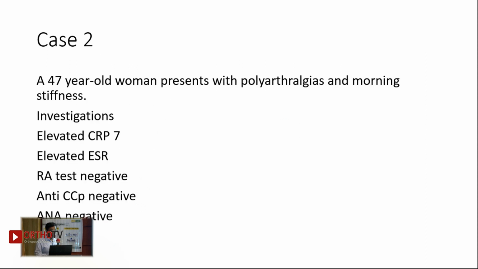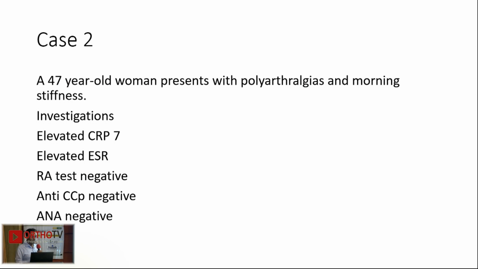I'll show you a case of a 47-year-old woman. She has polyarthralgia and morning stiffness, but we didn't know about the test. Today I learned one important test, the squeeze test, which you mentioned. CRP is elevated, ESR is elevated, RA test is negative. You said that ANA is positive 96% of the time; I think this is in the 4%, and ANA is negative.